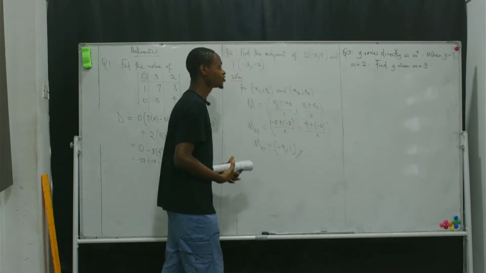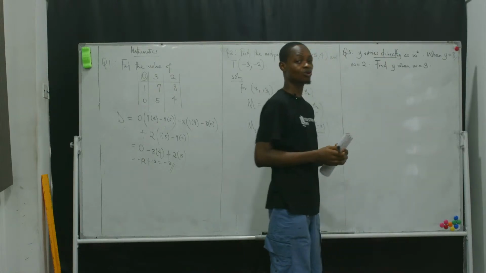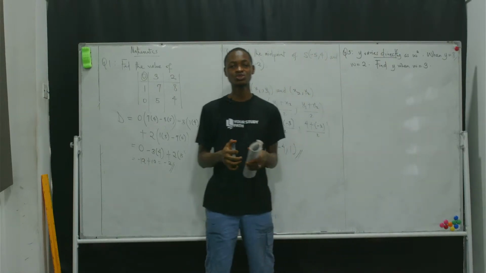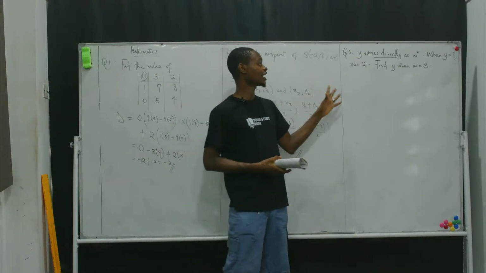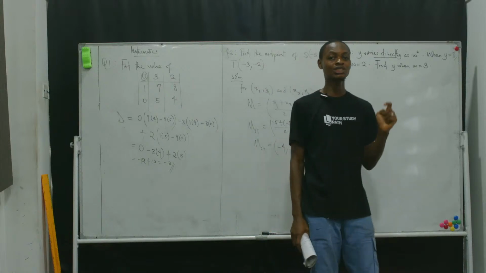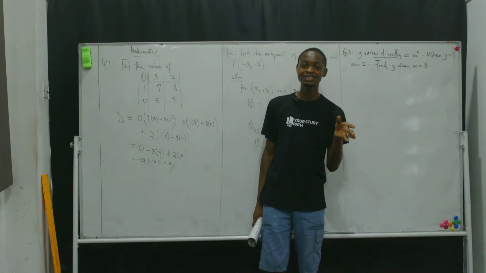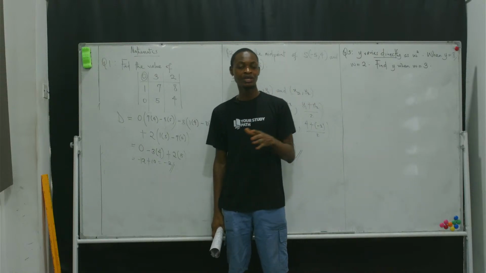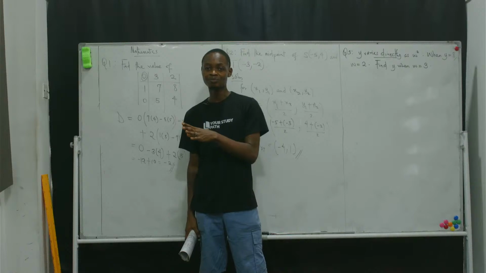Now, when you say y varies directly, that means we are considering a direct variation question, or a direct proportion question. What direct variation tells you is that an increase in one parameter causes a corresponding increase in the second parameter. So it's an increase scenario. An increase in one parameter causes a direct increase in another parameter.